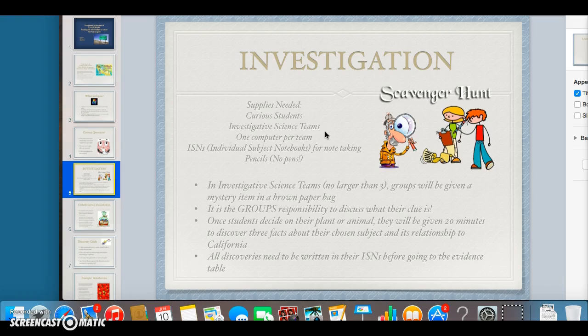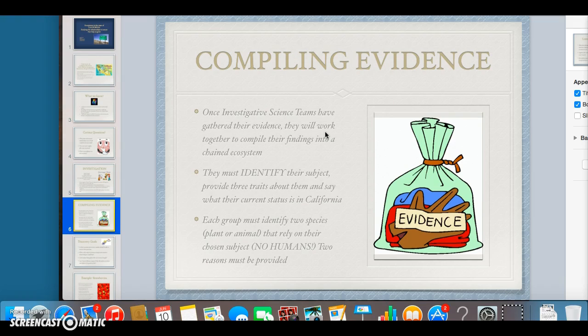In these investigative science teams that are no larger than 3, groups will be given a mystery item in a brown paper bag. It is their group's responsibility to discuss what their clue is. Once students decide on their plant or animal, they will be given 20 minutes to discover 3 facts about their chosen subject and its relationship to California. All their discoveries need to be written in their ISNs before they go to the evidence table to show their findings. They need to compile evidence now.